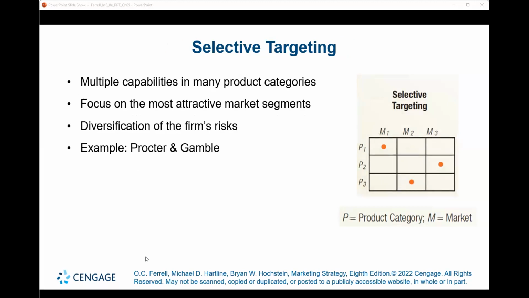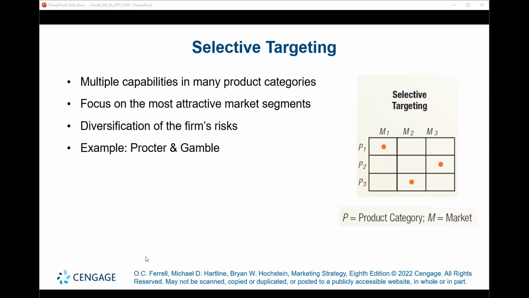Selective targeting means that you have multiple capabilities in many product categories and you focus on those particular market segments. Diversification is the greatest value that it brings. You diversify your risk across multiple markets and across multiple products, and it helps you to achieve general overall success.